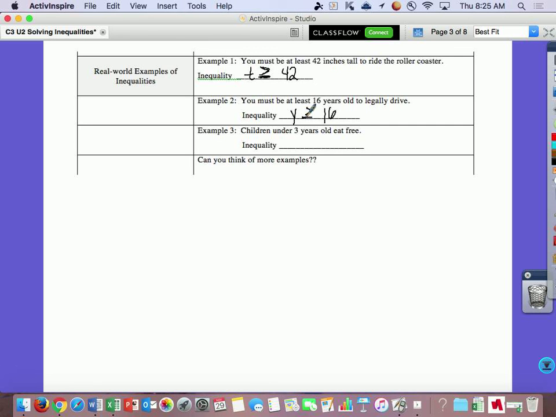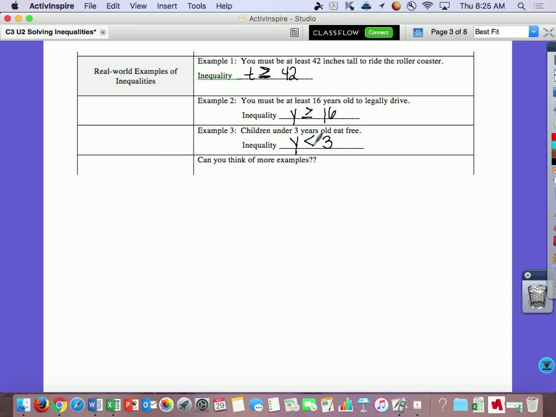The last one here is you have to be 3 years old or younger to, sorry, I read that wrong. Children under 3 years old eat free. So we're going to use a less than sign. We're not doing less than or equal to because it's younger than 3 years old. If you're 3, you don't get to eat free. You have to be younger.